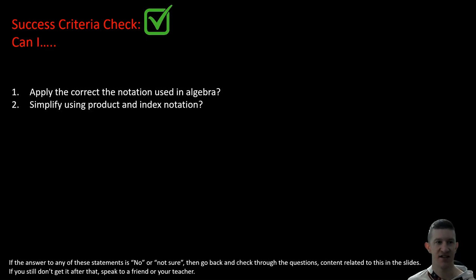Time for a success criteria check. Ask yourself, can I apply the correct notation used in algebra that we've just seen? Can I simplify using the product and index notation? And in particular, you want to be careful about not doing x times x as 2x, and that's x squared, and knowing the difference between those two.